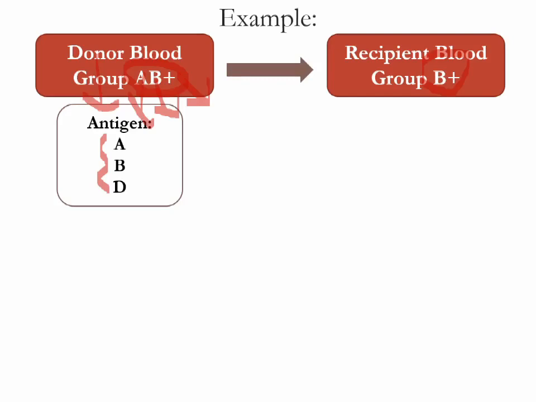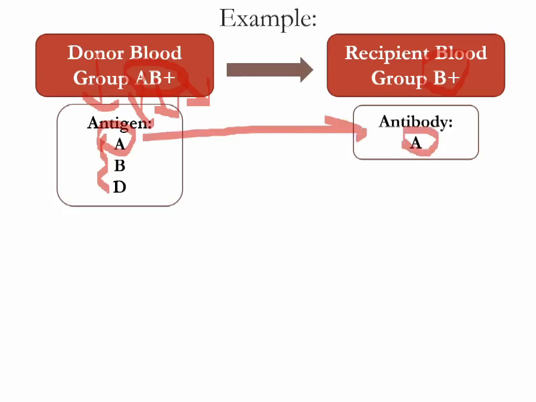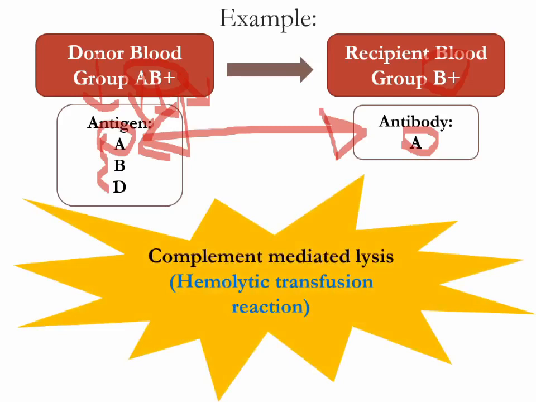No, because he has the self-antigen, so he only has anti-A. As you can see, you are transferring antigen E to a person whose serum contains antibody A. So what's going to happen? Antigen-antibody reaction, right? And hemolysis will occur, lysis of the RBCs, and this is called hemolytic transfusion reaction or complement-mediated lysis. Lysis of the RBCs is mediated by complement proteins.